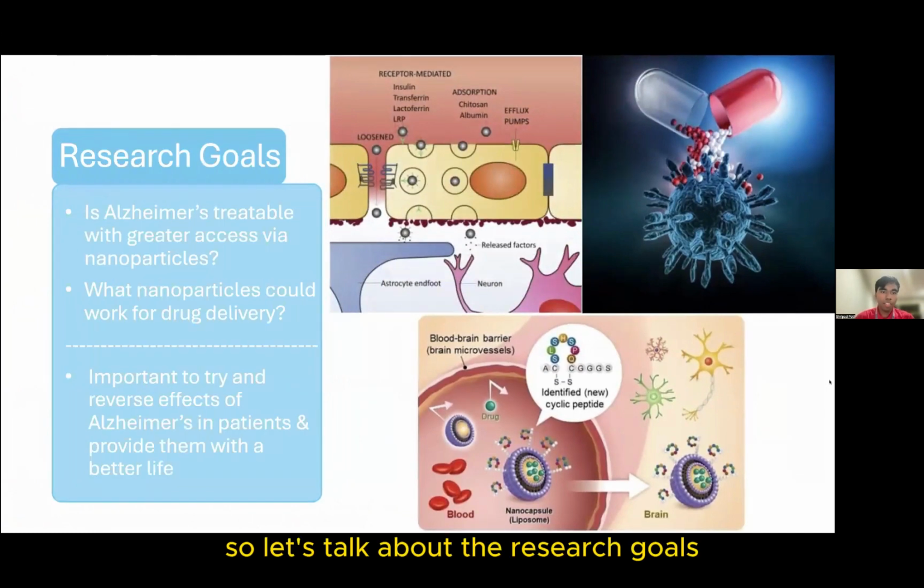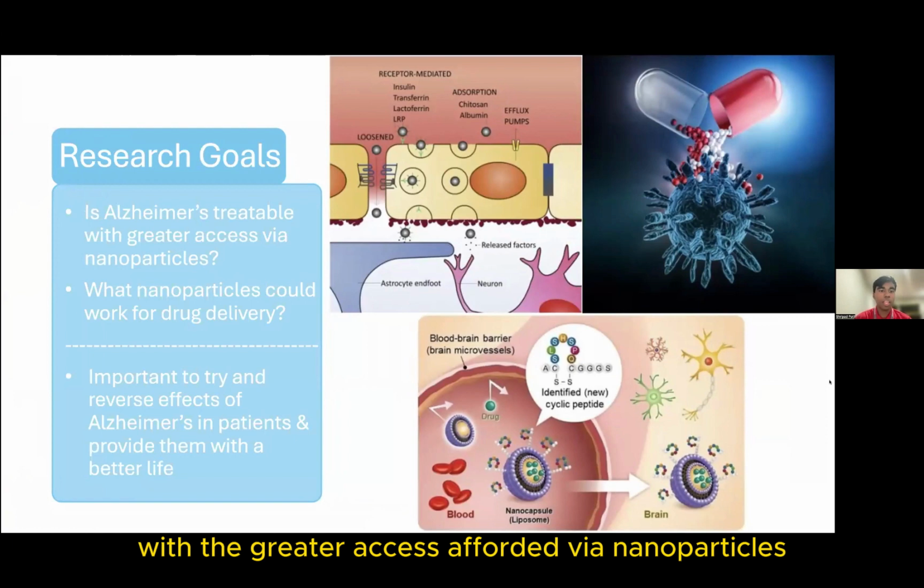So let's talk about the research goals. First of all, I asked two questions. Is Alzheimer's treatable with the greater access afforded via nanoparticles? And what nanoparticles could work for this drug delivery? This research is important because it's important to try to reverse the effects of Alzheimer's rather than just trying to accommodate for the actual effects of the disease, so the symptoms of the disease.